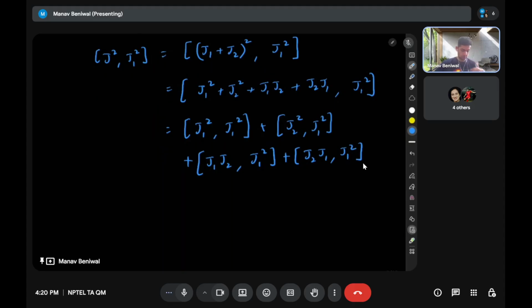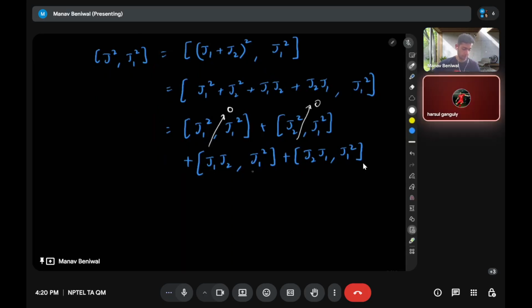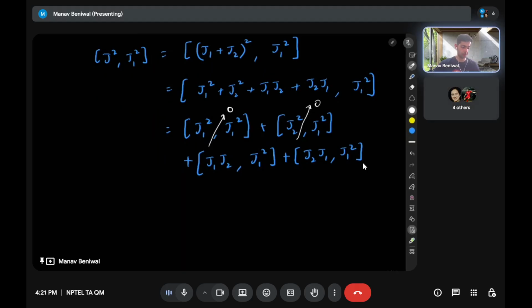Now this first term will go to 0, right? Because we have j1 squared and j1 squared. Now here we have j2 squared and j1 squared. We know that j1 and j2 are non-interacting, so this goes to 0. Similarly, for this third term and the fourth term, we can again expand this. So j1 will come outside, and inside we will have j2 comma j1 square. So that term will go to 0.